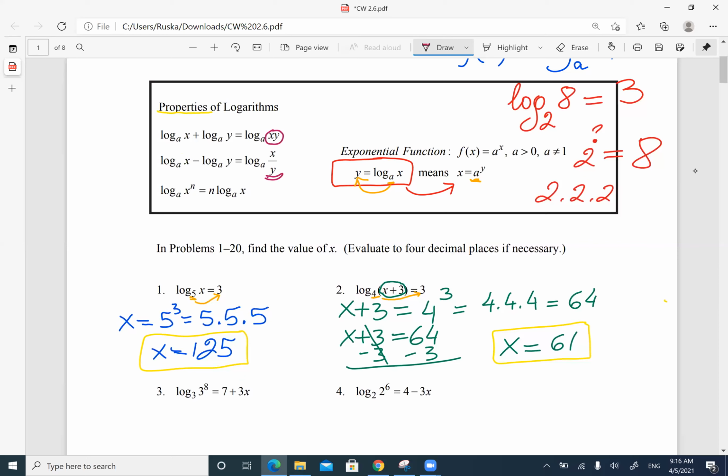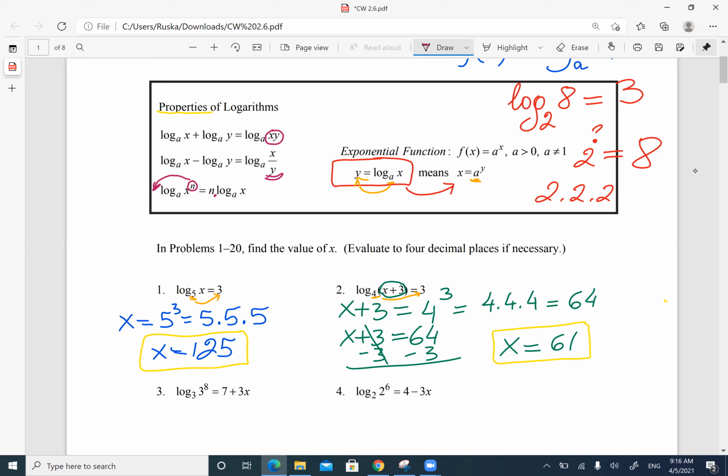And then here, if you have log with exponent, this exponent is going to move in front. So you're multiplying n times logarithm. So these three properties are similar to what we had before with exponents. So if you add, log plus log, you multiply them. If you subtract, you divide them. If you have exponent, you multiply by it, okay?